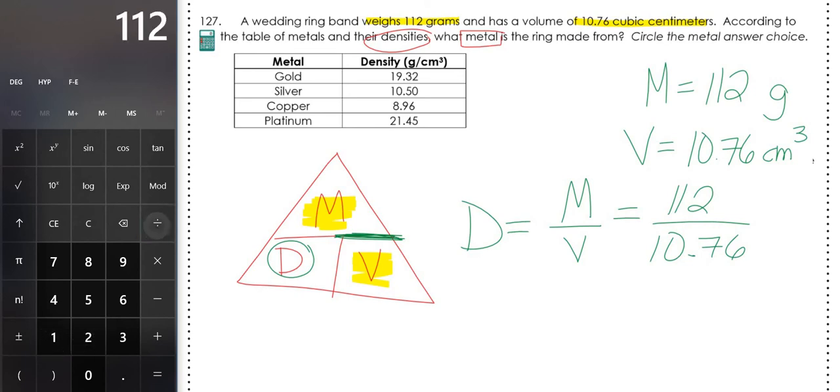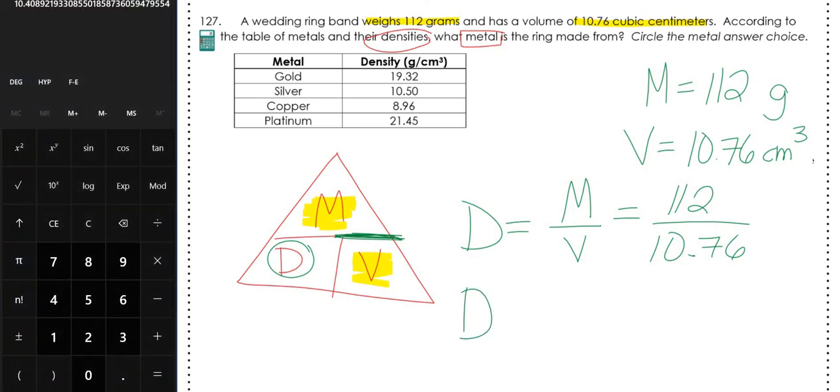Let's go to our calculator. 112 divided by 10.76 is 10.408. So for your density, it's approximately 10.41 grams per centimeter cubed. Looking through our choices, the closest one is going to be silver. All the others are too far away. So our closest choice is silver. Looks like our wedding band is going to be made up of silver.